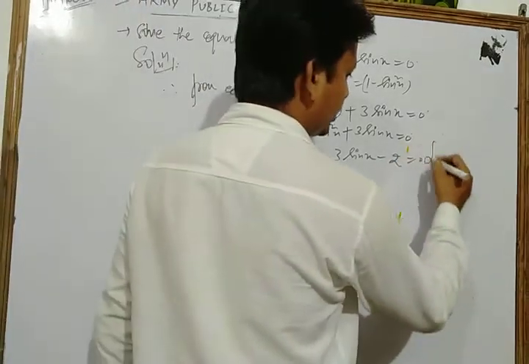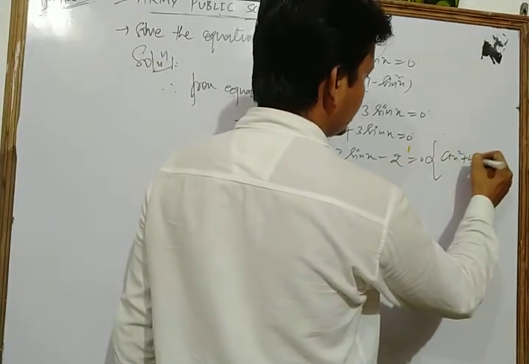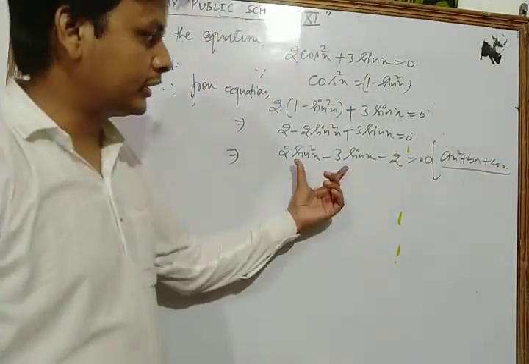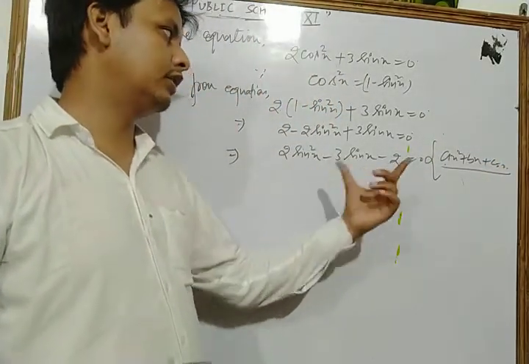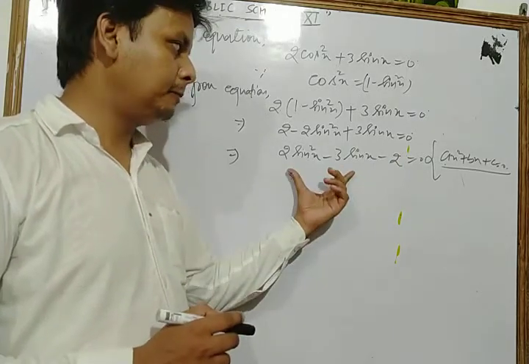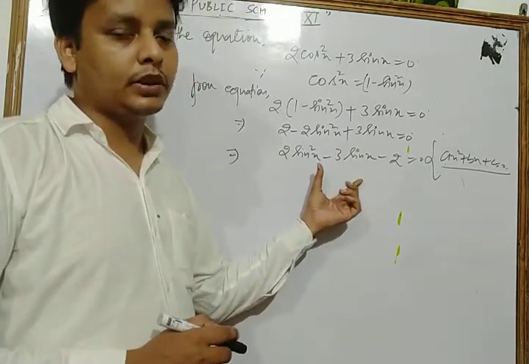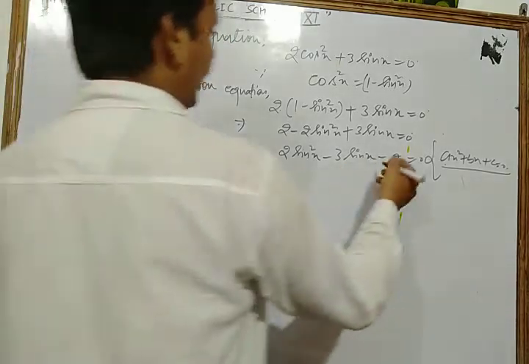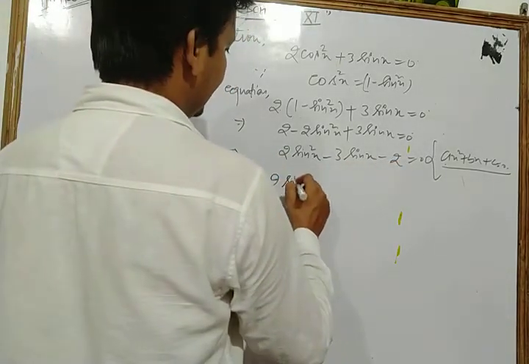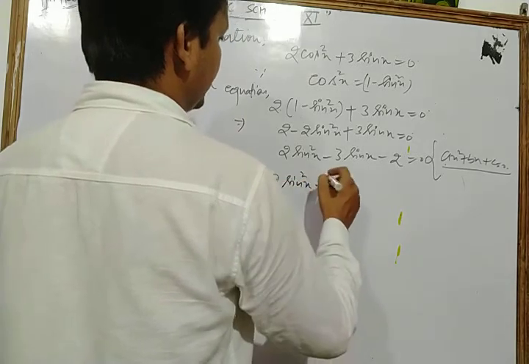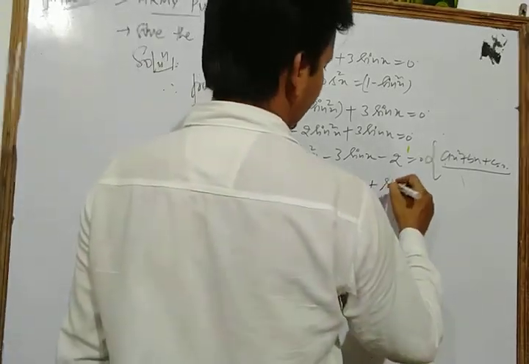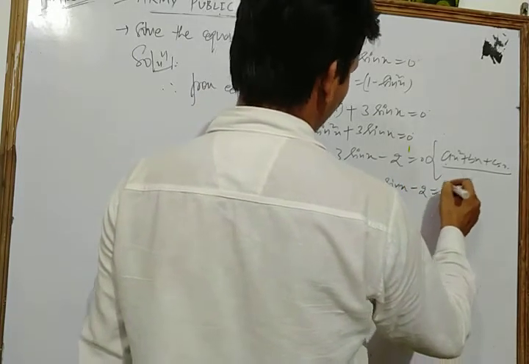We know that any quadratic equation in the form of ax square plus bx plus c is equal to 0. This is the form of any quadratic equation. So here this is the quadratic equation in the form of sin x. So first we factorize that equation. We write this equation as 2 sin square x minus 4 sin x plus 1 sin x minus 2 is equal to 0.